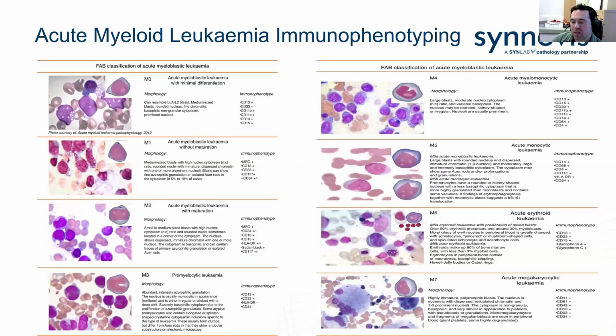M3 is promyelocytic leukemia. So keep this in mind because I'll be showing a case of this in a minute, where we have CD13 positive, HLA-DR negative, and CD34 negative. M4 is myelomonocytic. M5 is monocytic leukemia, where the AML is more aligned with cells from monocytic lineage. M6 is acute erythroid leukemia, so more erythroid or red cell related. And then you have acute megakaryocytic leukemia, which is more aligned with megakaryoblasts or platelets.